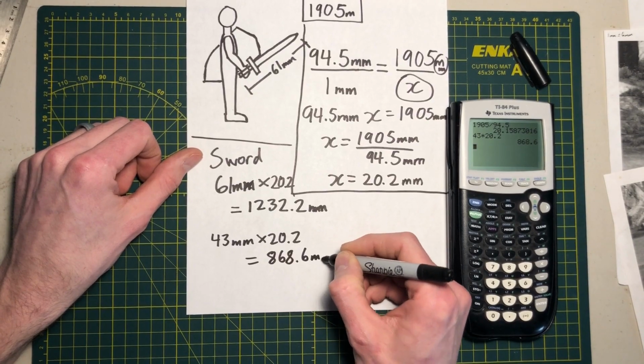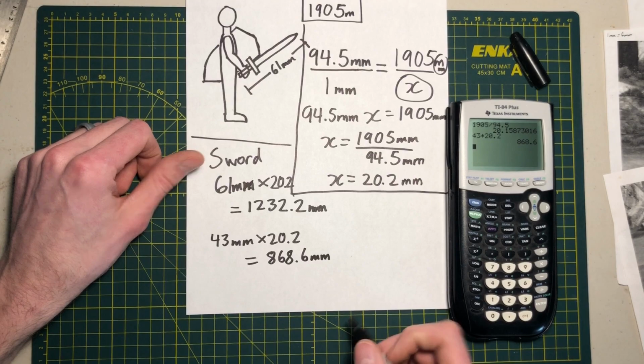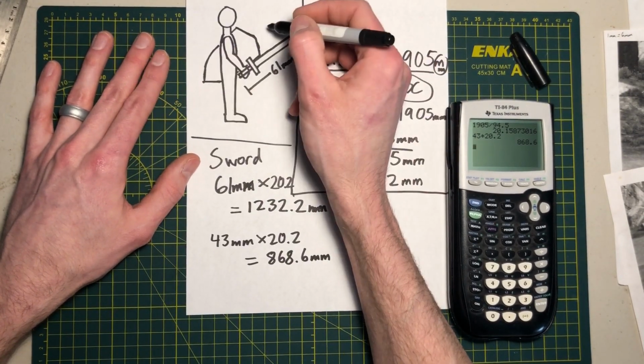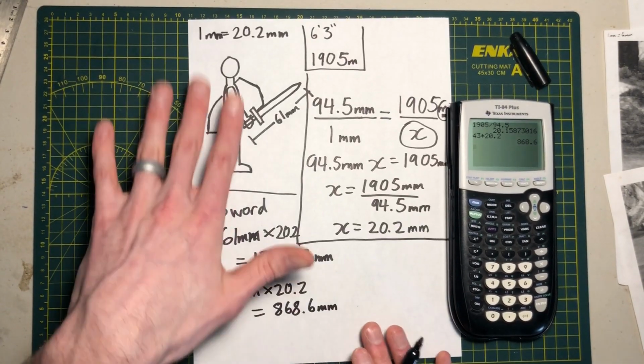868.6 millimeters. So just shy of a meter long on the blade alone. I hope that makes sense. And again, you can use that for the shield. You can measure the height, the width. Ideally, that's a perfect silhouette.